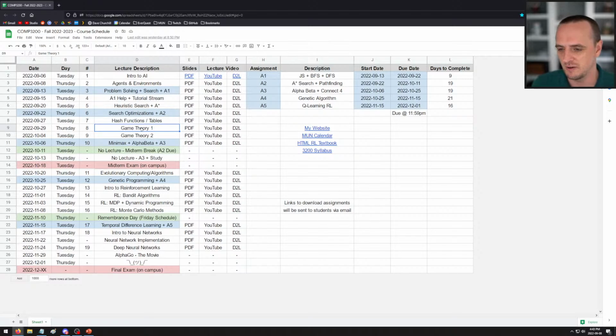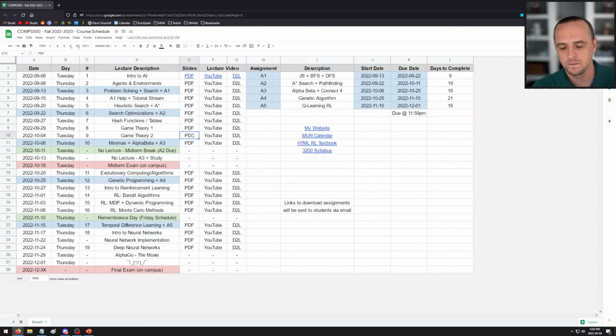On an exam, I might say, calculate the state space of tic-tac-toe. Calculate the state space of checkers or something like that, or an upper bound for something like that. So those are going to be exam type questions.